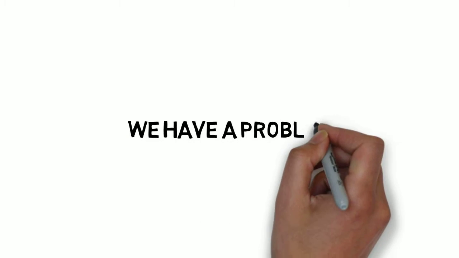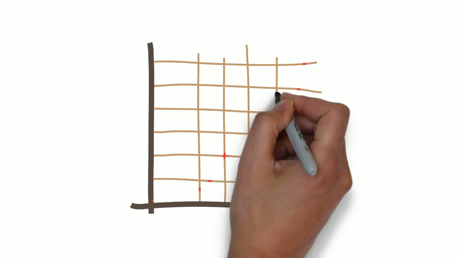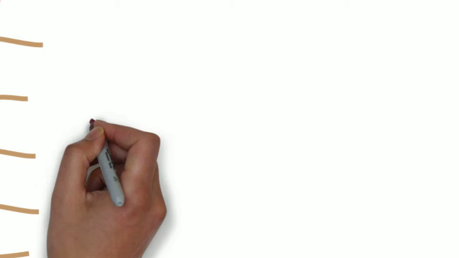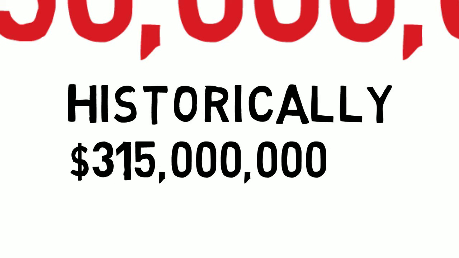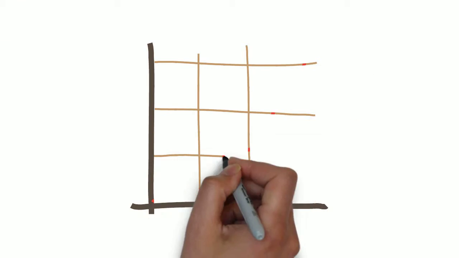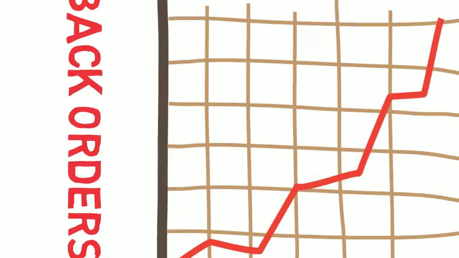Houston, we have a problem. In 2015, Halyard had a problem. Our inventory levels had grown to over $350 million. This is compared to a historical average of only about $315 million. But at the same time, our open back orders were at $5 million.